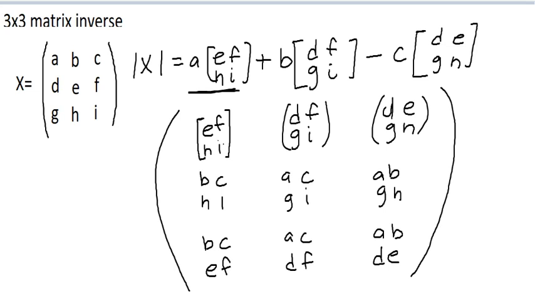Okay, now basically we need to get the inverse. Basically we need to get the determinant of these following values, which is like I mentioned in the previous term. It's here. In here it's E into I minus F into H, D into I minus F into G, D into H minus E into G, B into I minus C into H, and so on.